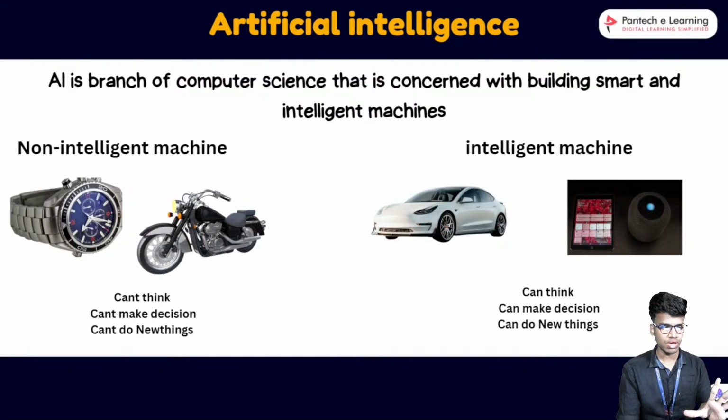The bike is the same thing. Without human interaction, the bike can't drive on the road. The human has to change the gear and the clutch, and everything is handled by a human. So that's why we mentioned they cannot think, cannot make decisions, cannot do new things. That is a non-intelligent machine. The intelligent one can do all that. It can think, make decisions, and do new things.